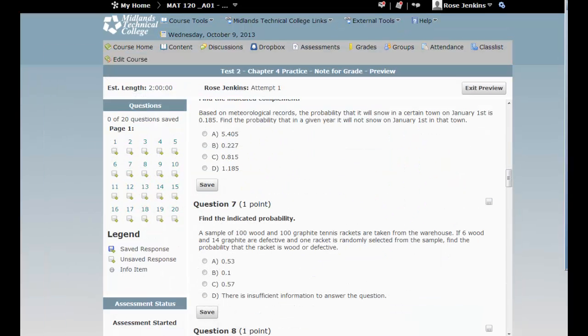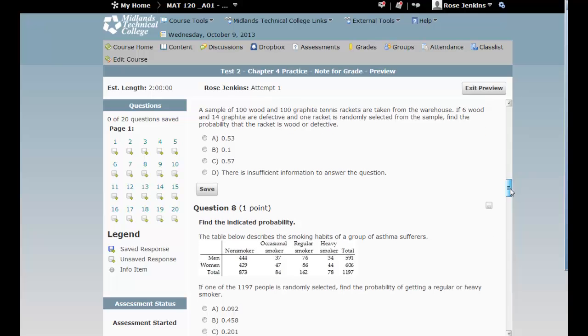All right, number 7. A sample of 100 wood and 100 graphite tennis rackets are taken from the warehouse. If 6 wood and 14 graphite are defective and 1 racket is randomly selected from the sample, find the probability that the racket is wood or defective. Okay, what do you think we need to do here? What is it? Addition rule? Okay, certainly going to use the addition rule because we're talking about or. Okay, what else might we need to use here?